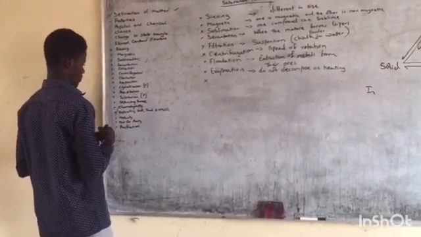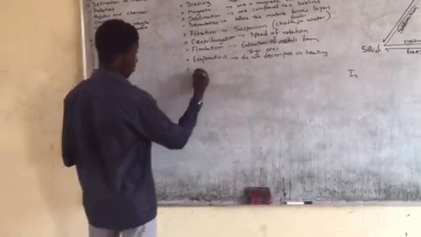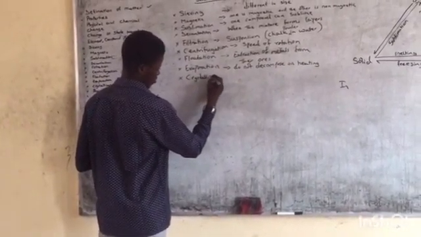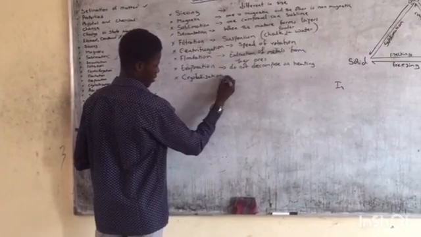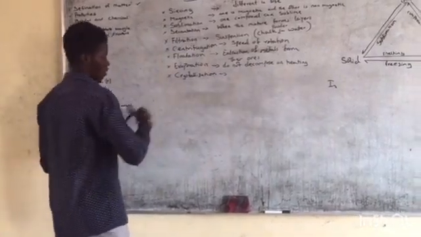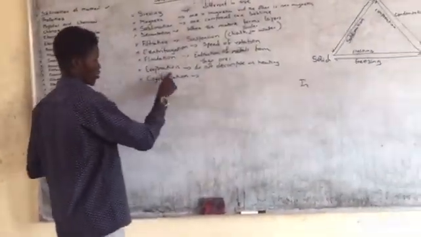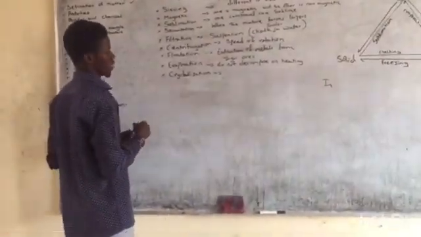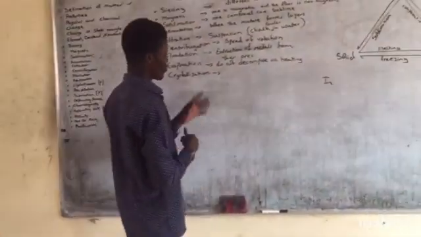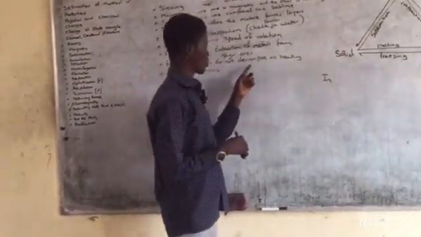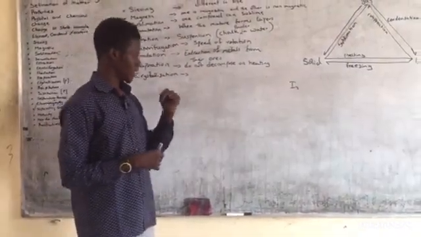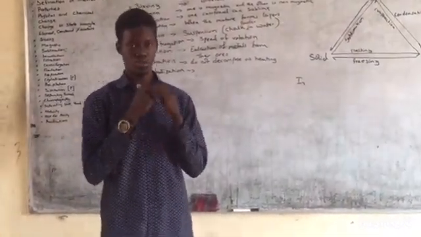Let's go to the next one. Crystallization. When we are using evaporation for those that do not decompose on heating, what do we use then for those that decompose on heating? When this one does not decompose on heating, we easily use evaporation. While the ones that decompose on heating, what do you use?